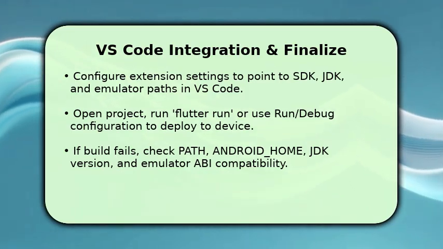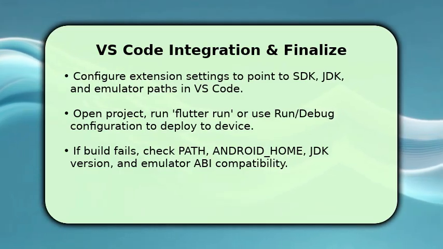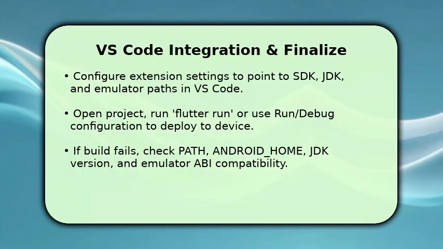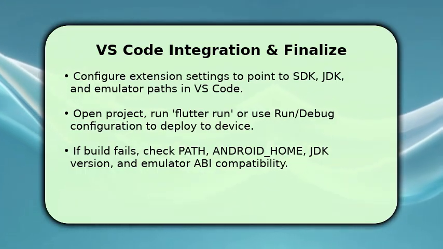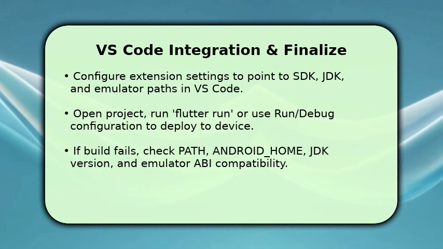If something breaks, first confirm PATH, ANDROID_HOME, and JAVA_HOME are correct. Verify the emulator and ABI match the app. Restart VS Code and the emulator. Often that fixes lingering toolchain detection issues.